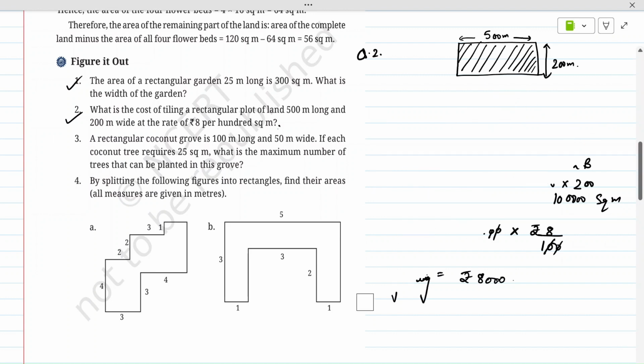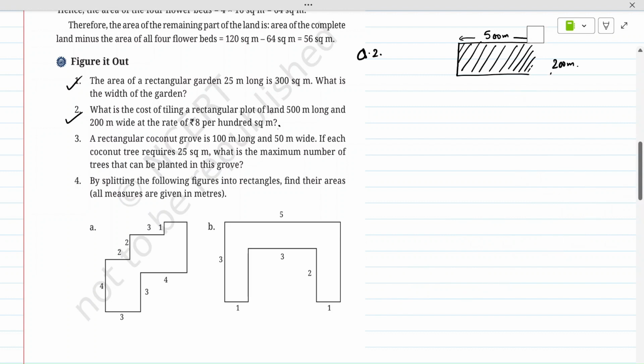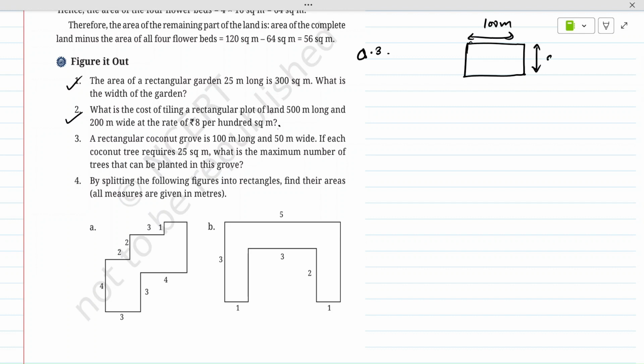Next question: a rectangular coconut grove is 100-meter long and 50-meter wide. Let me just erase it fast and we can draw it here now. Question number 3 is a rectangular coconut grove. Its length is 100 meter and it is 50 meter wide. If each coconut tree requires 25 square meter, what is the maximum number of trees that can be planted in this grove? This I'm giving you as homework.